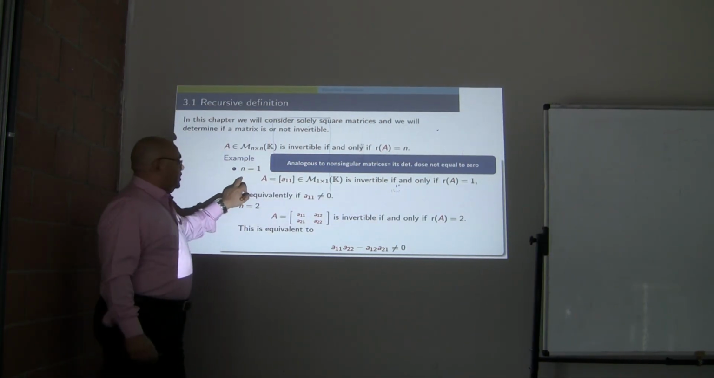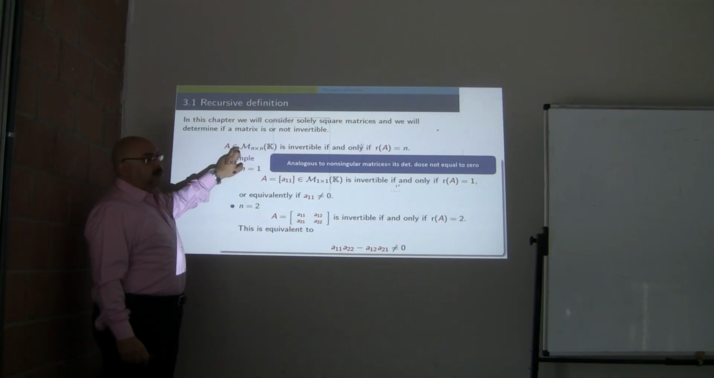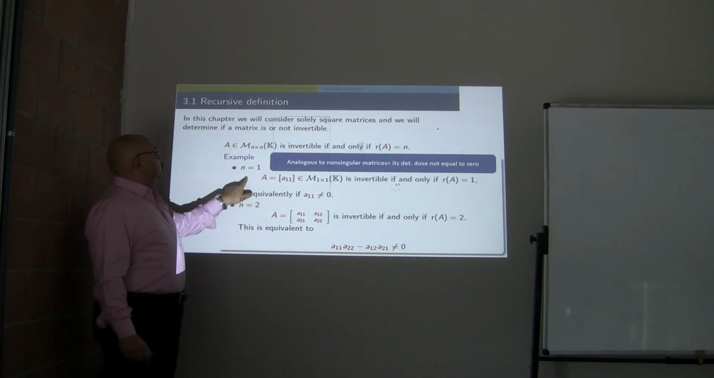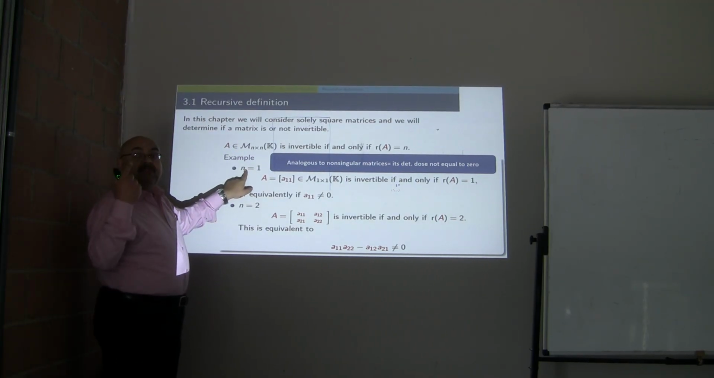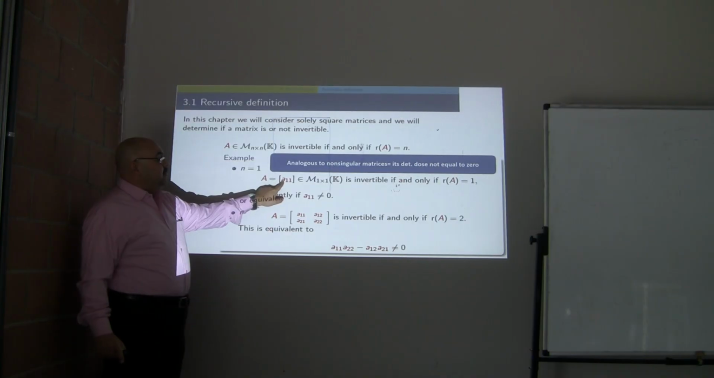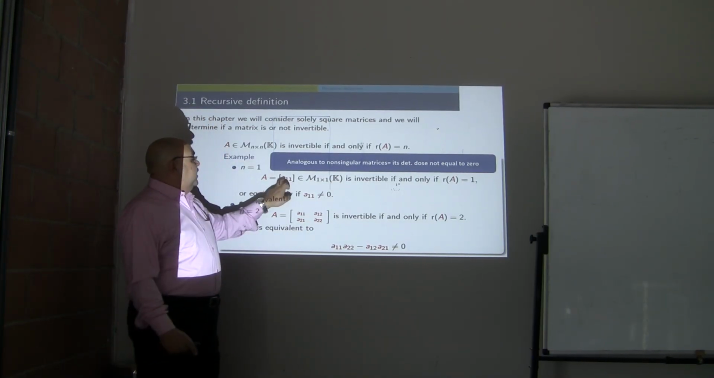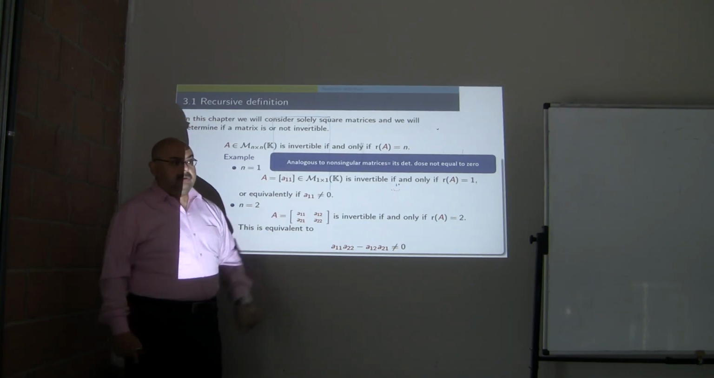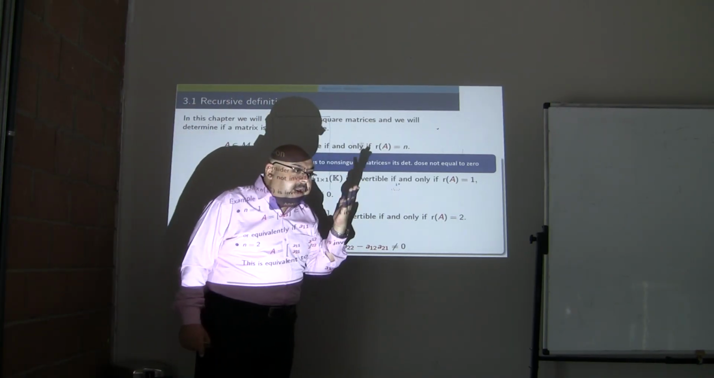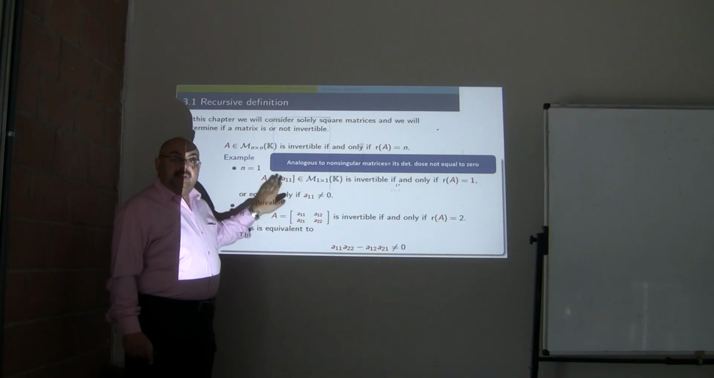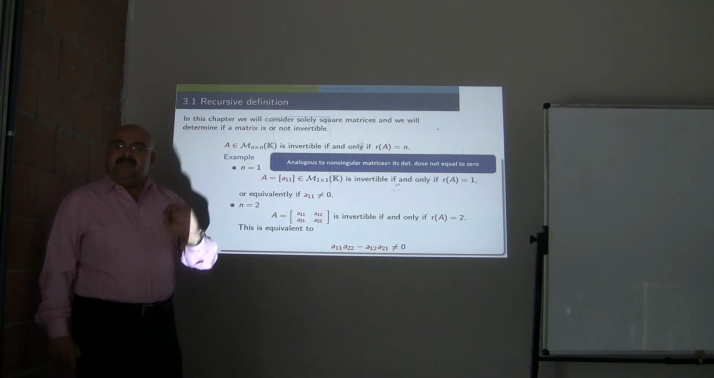Here he's telling you about a square matrix of order 1, dimension 1, which means one element. Am I right? One row, one column. So it's going to be one element. And it is invertible only when this element doesn't equal 0, because it contains just one element. So the determinant of a 1 by 1 matrix is the number.